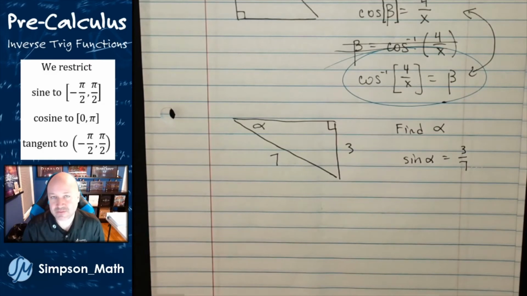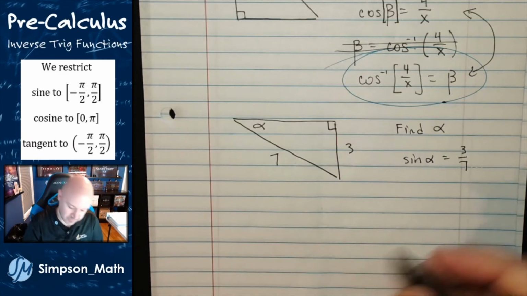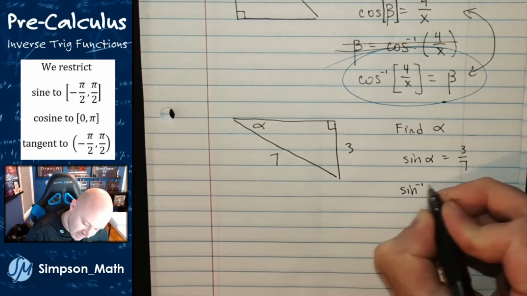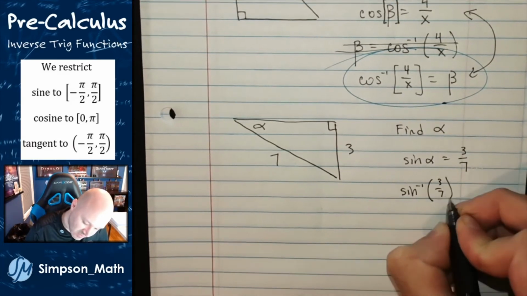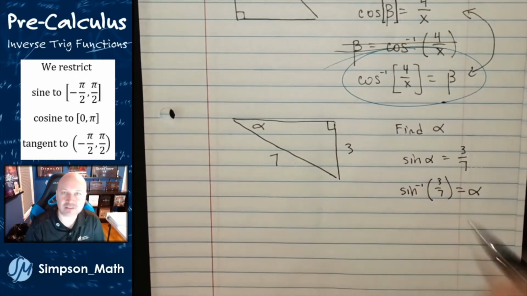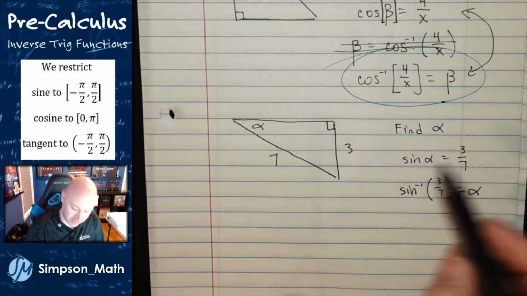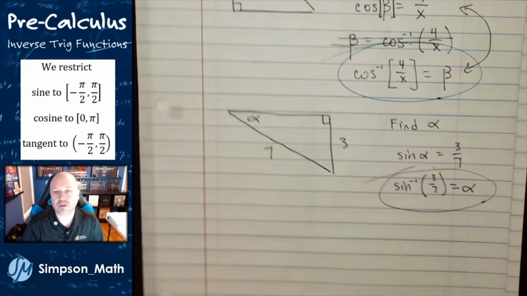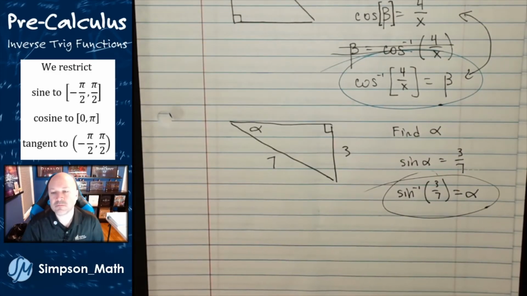I want alpha by itself. Well, I can take alpha and 3/7 and interchange them if I use my arcsine or inverse sine notation. Sine inverse of 3/7 is alpha. I have found alpha. It's by itself. I'm done. Now that value I can actually plug into a calculator if I needed to. I guess that might be okay to do.